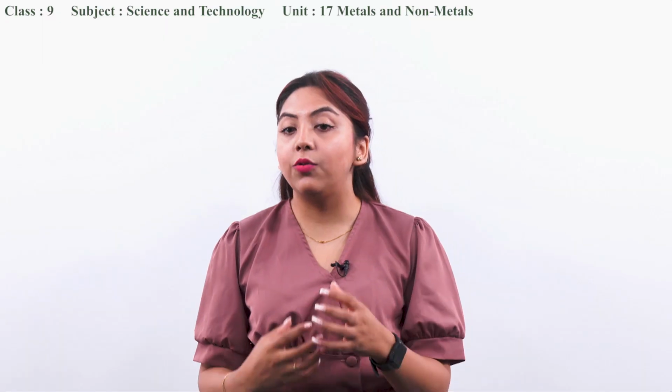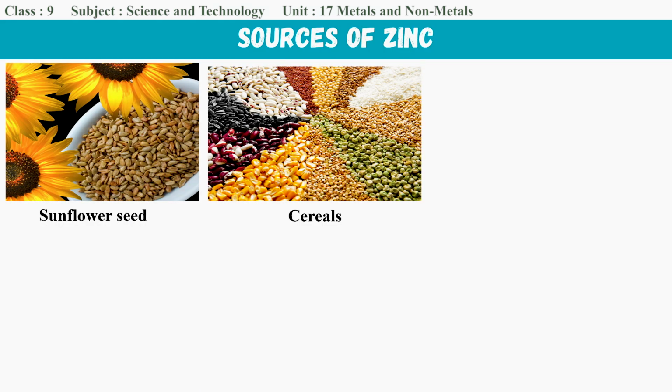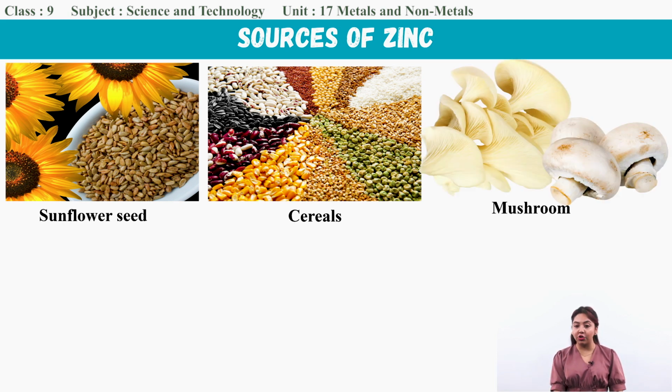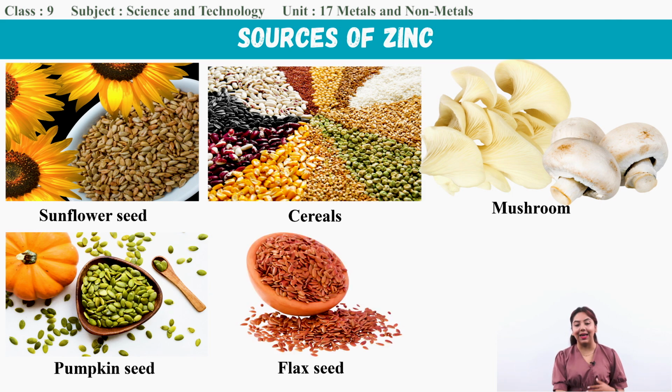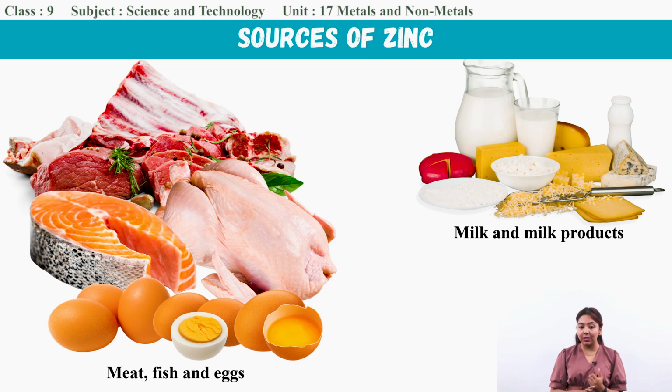So if we have to talk about the sources of zinc, the plant-based sources are sunflower seeds, cereals such as wheat, maize, oats, rice, millet, barley, etc. We also have mushroom, pumpkin seed and flaxseed. Now from animals we can gain zinc through meat, fish and eggs, as well as certain milk and milk products like cheese, etc.